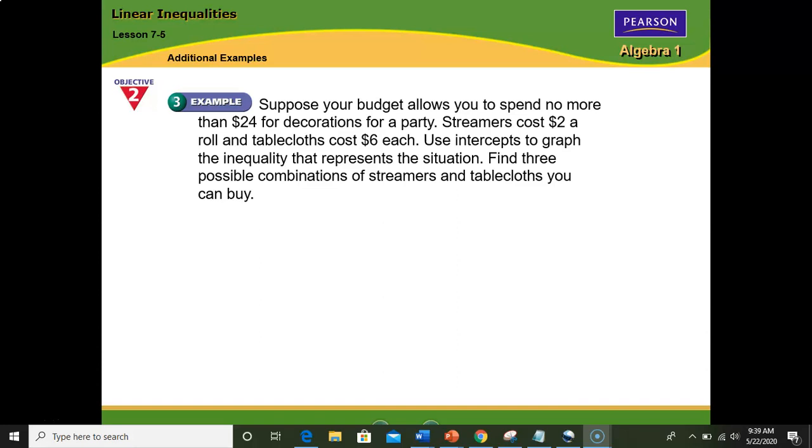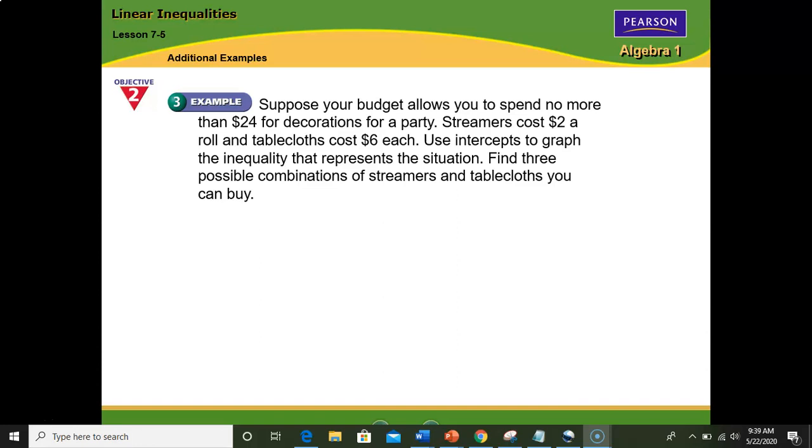Then the last statement says, find three possible combinations of streamers and tablecloths you can buy. What they're saying here is how many rolls of streamers and how many tablecloths can you buy for your $24? And those solutions, which there will be many, because remember when we graph inequalities, all of our solutions are in the shaded regions. Now, for a problem like this, you can't buy half of a tablecloth, you can't buy half of a roll of streamer, so our answers here will only be the integers in the shaded region. But we'll talk more about that in a moment.